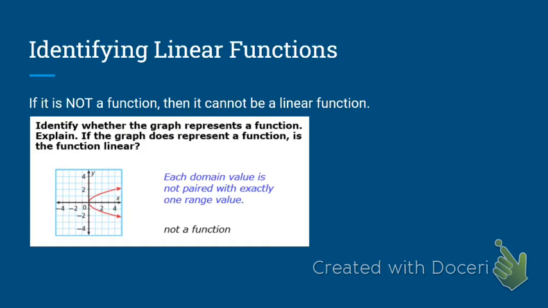Looking here, this is not a function, so it can't be a linear function. You would notice if we did a vertical line test right here, it would cross in two places. If I did here, it'd cross in two places. So in this case, each domain does not have a single range, which means it is not a linear function. Two reasons: not a function and not linear.